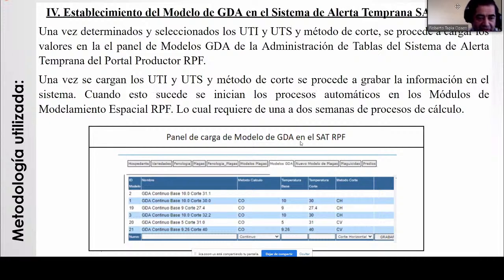And once we've uploaded those temperatures, which are here, calculation method, and you can select the continuous, which is the integral under the curve, and then minimum, maximum, base temperature, cutoff temperature, and cutoff method, whether horizontal or vertical. And we record, and so the system starts functioning. When we have that, there's the automatic processes happening in our spatial modeling modules, and this requires 1 to 2 weeks of calculation to come to the current date, starting on July 1st of the current season.